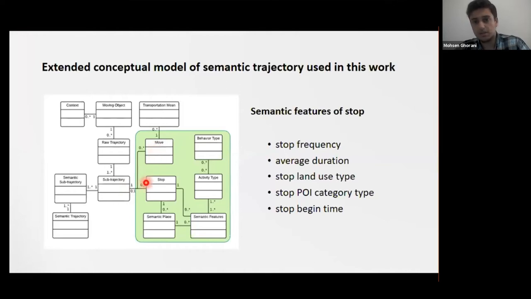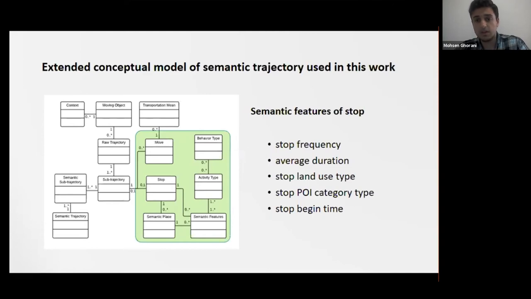Each trajectory can be divided into several sub-trajectories, each of which consists of stops and moves. As you can see in the picture, each stop could have different semantic features, divided into five different types: stop frequency, average duration, stop land use type, stop point of interest category type, and stop begin time, which can help to infer the type of activity that occurs at each stop. The important thing is that the type of activity depends entirely on the user's location or place. For instance, if a place is close to a university, the most probable activity types would be studying, teaching, or working. Also, activity types are correlated to time, and in particular the number of stops per week, in the specific location and time of each stop.